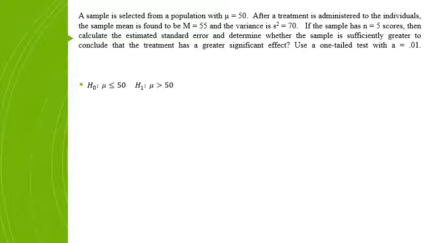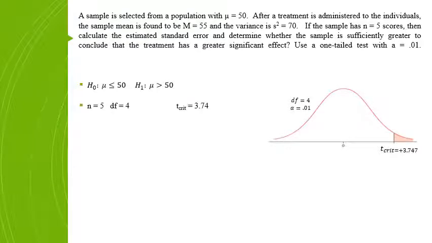So in this case, the researcher thinks that the treatment is going to have a greater significant effect. So your H1, which is what the researcher thinks, would be mean is greater than 50. The opposite is your null hypothesis of mean is less than or equal to 50. So you're going to draw your picture. You're going to put the tail on the right side, which is the greater than side.